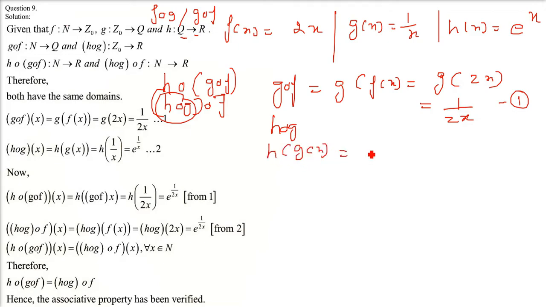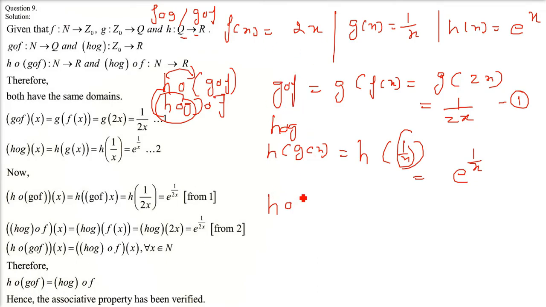h of g(x). So g(x) is 1 by x. Now put 1 by x in place of x in h(x). So e to the power, in place of x you are writing 1 by x. Now h o gof, we have already found gof. So h of 1 by 2x, you have to find out actually. gof was 1 by 2x. So h of 1 by 2x.